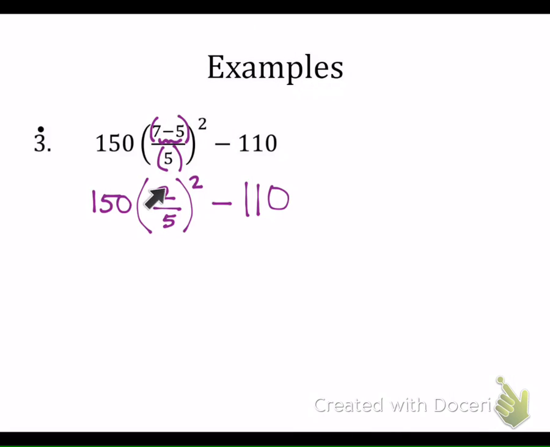All right, now I have a fraction to an exponent. So I actually need to square the 2 and square the 5. And that would be my next step because there's nothing else to do inside these parentheses. This is as simplified as this fraction is gonna get. So when I square the 2, I get 4. When I square the 5, I get 25.